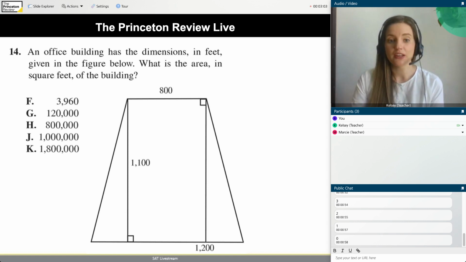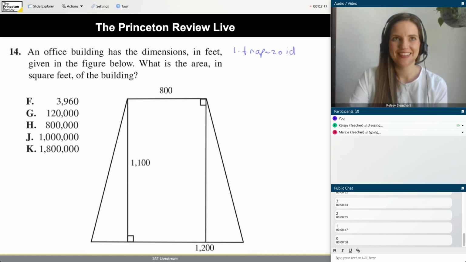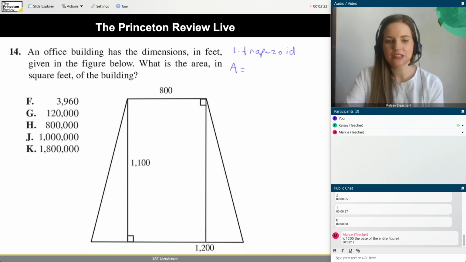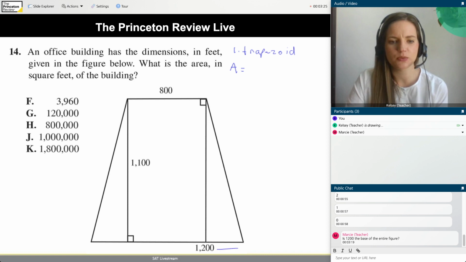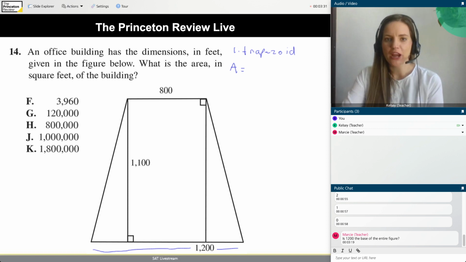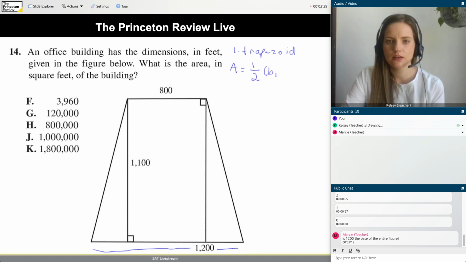We recognize that this is ultimately a trapezoid, so we can just remember what the area of a trapezoid is. Anybody know that off the top of their head? Is 1200 the base of the entire figure? Yeah, this isn't really great labeling, but that's what this indicates. The 1200 is going all the way across. Great question. The formula for area of a trapezoid is 1/2 base 1 plus base 2 times the height of the figure.